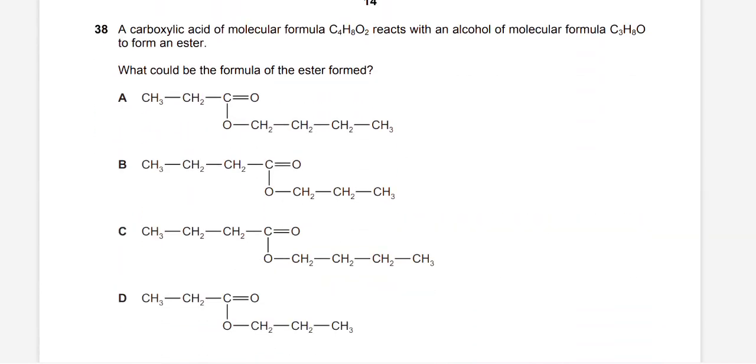A carboxylic acid of molecular formula C4H8O2 reacts with an alcohol of molecular formula C3H8O to form an ester.